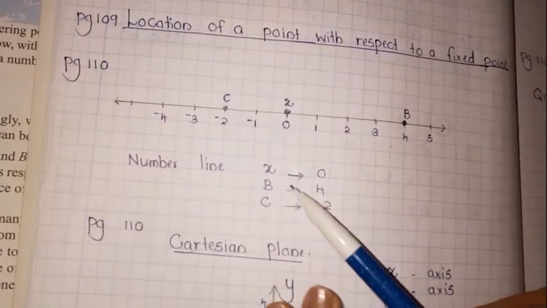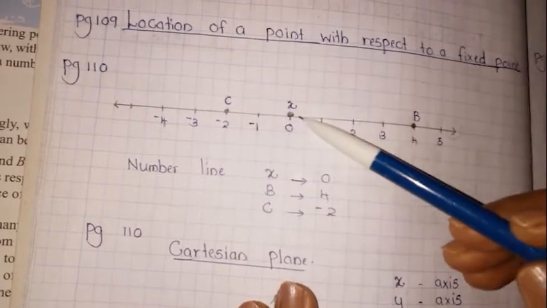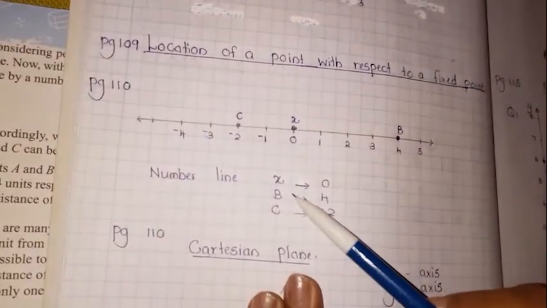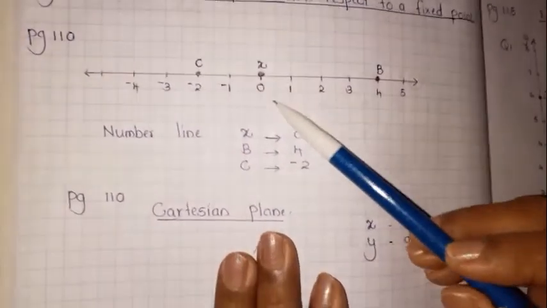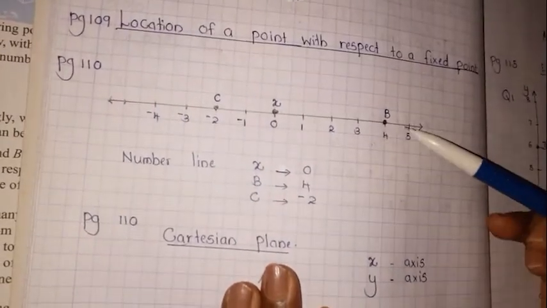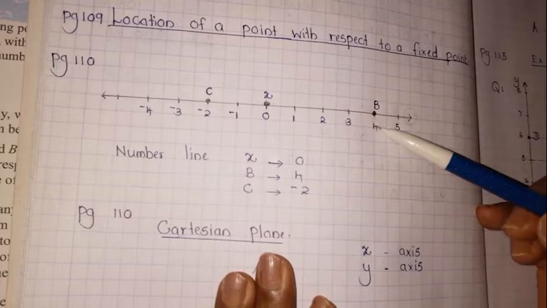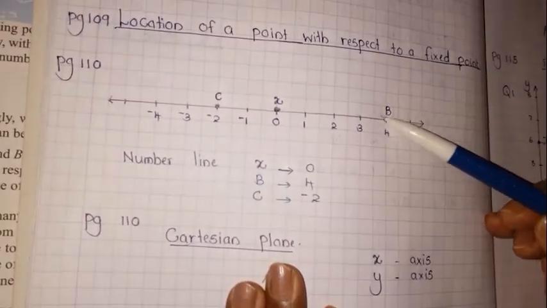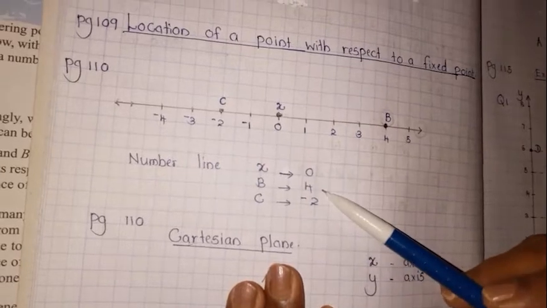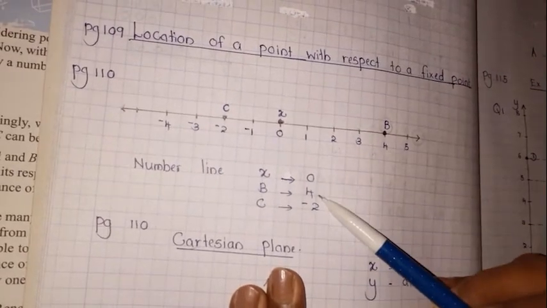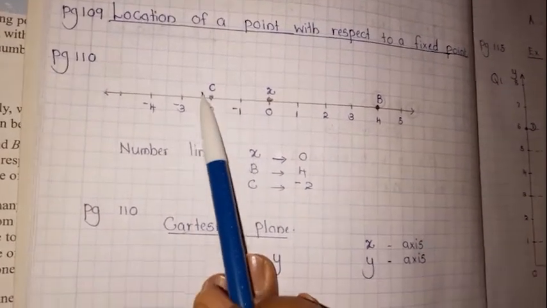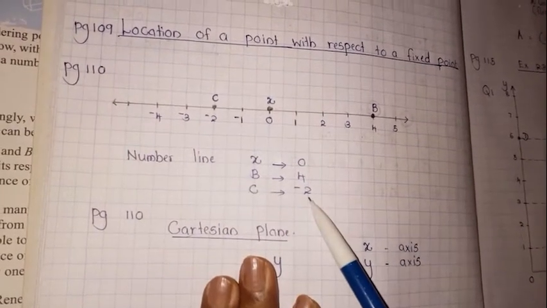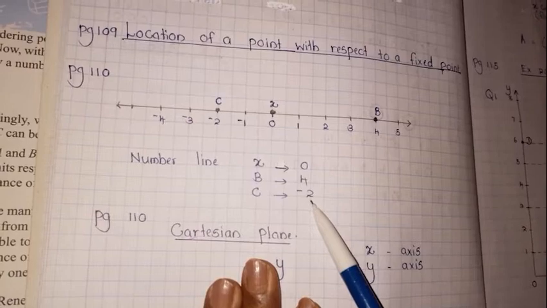Now I have marked x. Can you see x? What is the value of the x I have marked? 0. Then I have marked another number, b. What is the value of b? 4. Then here c. What is the value of c? -2. Right.